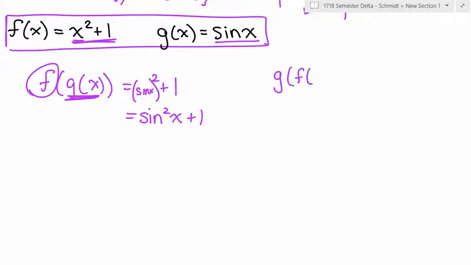I could write the other way around. I could write g of f of x, which would just mean I take my function g, sine x, and instead of the x here, I'm going to insert my f of x, which would be x squared plus 1. So that's how that works.